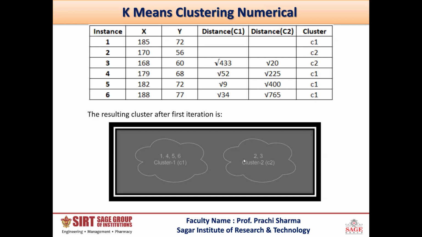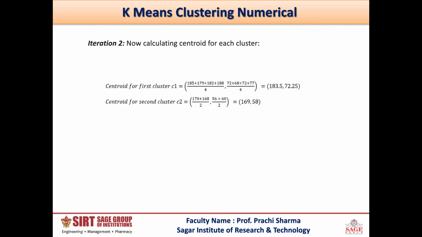So C2 contains only the second and third point. This completes our first iteration. Now we calculate for iteration 2. For this, we have to calculate new centroid points. In the first iteration, we considered the first and second points as C1 and C2, but after the first iteration, we will calculate the new value of the centroid.